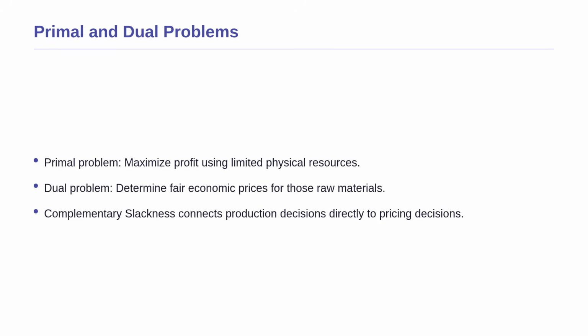To understand why this concept matters, before we look at the math, imagine you own a bakery making cakes and cookies. Your goal is to maximize profit using a limited amount of flour and sugar in your pantry. This original decision-making process is called the primal problem. Now imagine a competitor wants to buy your entire bakery and needs to figure out a fair price for your raw materials. This parallel economic problem of pricing the raw materials is called the dual problem. Complementary slackness is the mathematical bridge that connects your baking decisions directly to their pricing decisions.